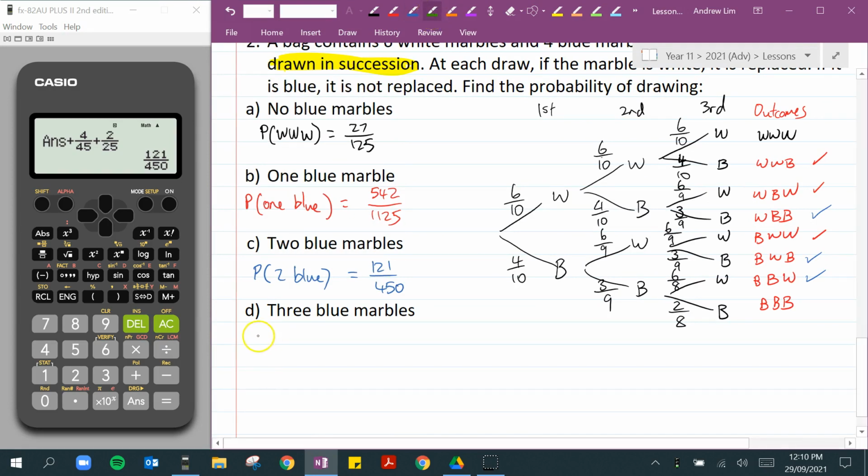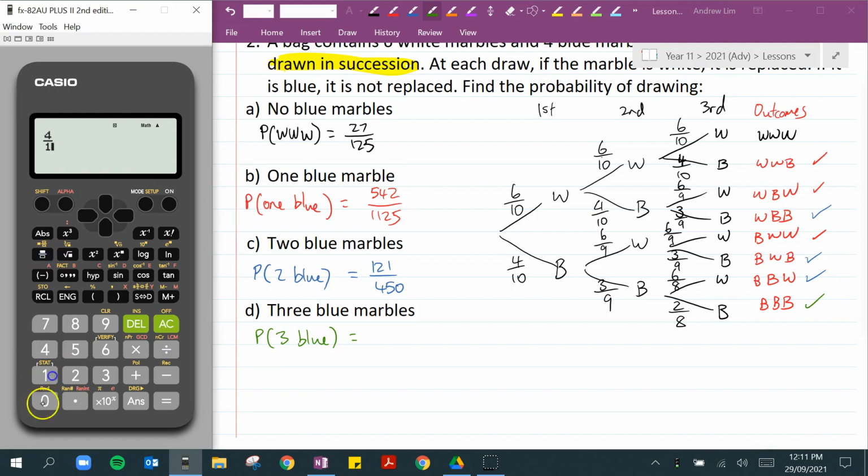Okay, last one. The probability of 3 blue. That's just this one here. 4 out of 10 times 3 out of 9 times 2 out of 8, which is 1 out of 30.